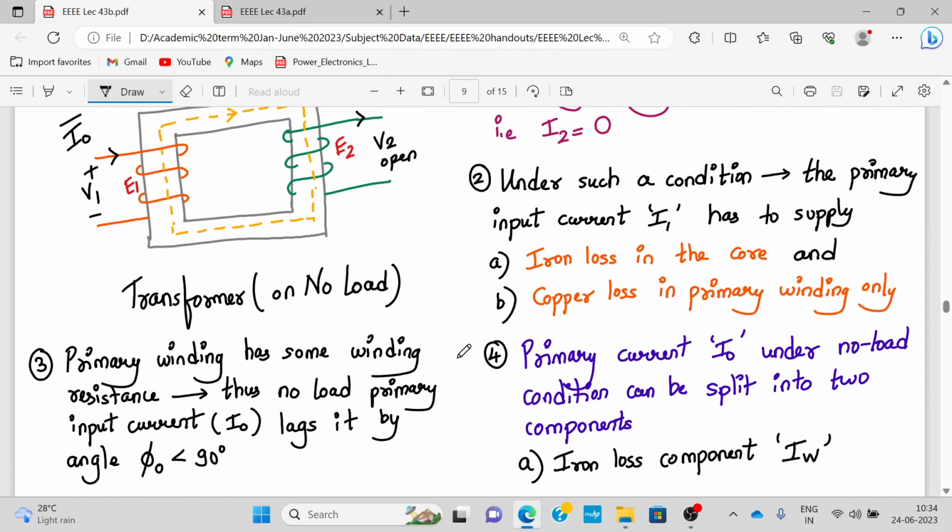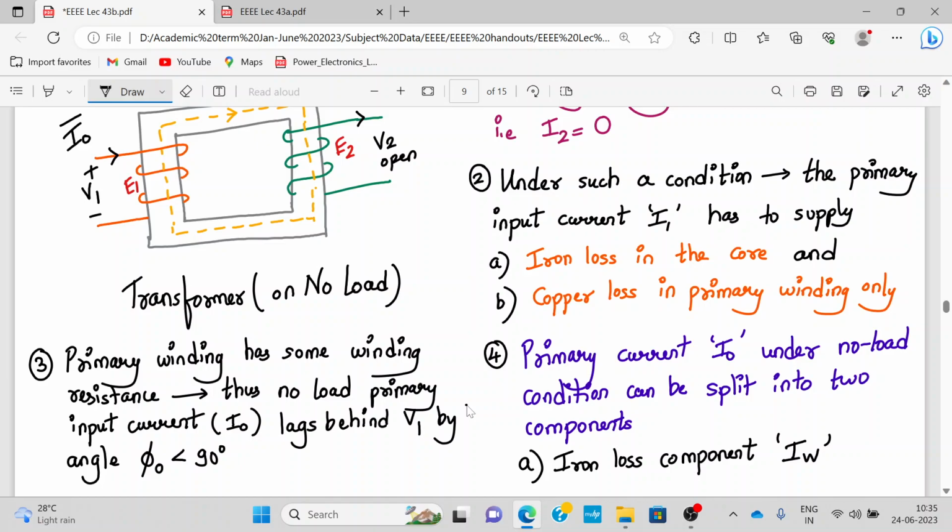Alright. So now the primary winding has some resistance. Therefore, the no load primary input current I0 lags behind V1 by an angle phi naught less than 90 degrees.